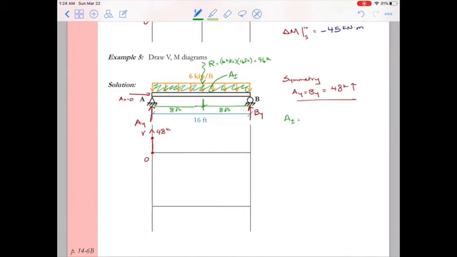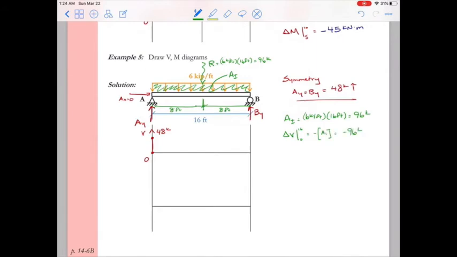And so I need that area under the omega x curve. I'll call that A1. I already calculated it. It's 6 kips per feet times 16 feet, or a total of 96 kips. Now remember, the change in shear over that range is negative times that area. And so that's going to give me negative 96.